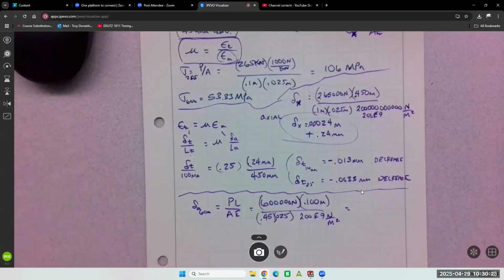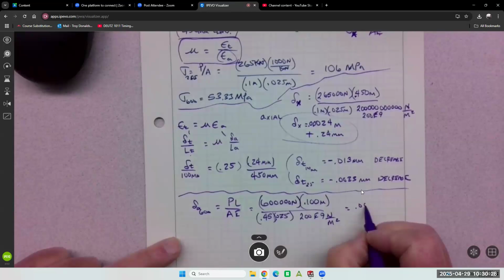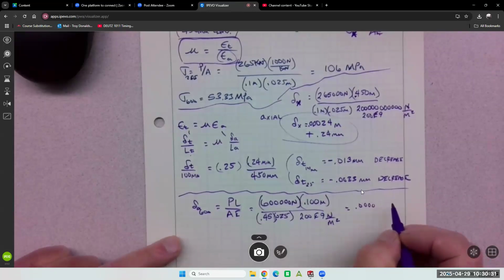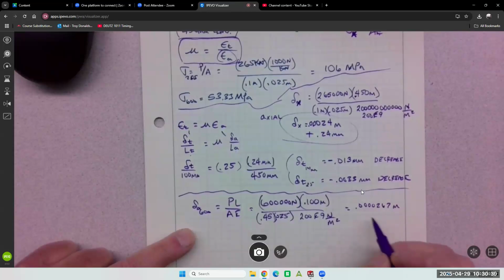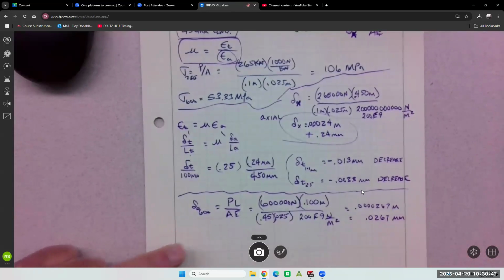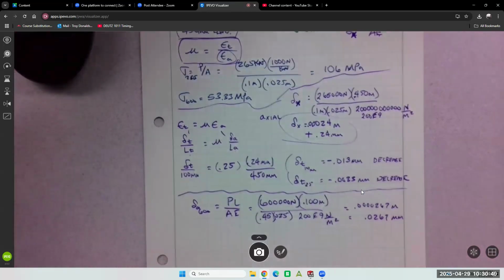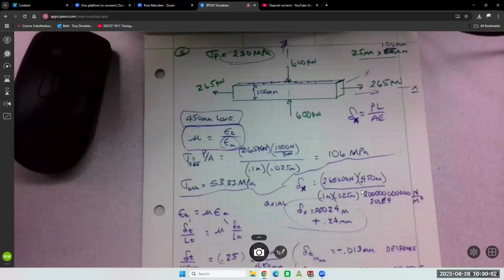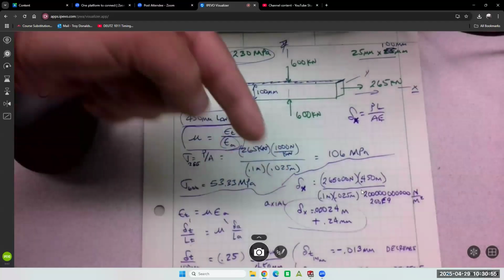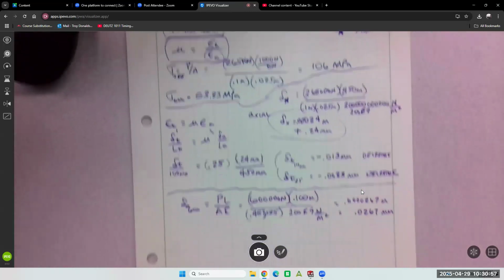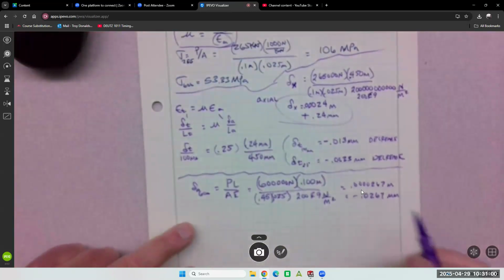Ooh, goodness. We're getting really small. E to the... yep, so it's 0.00004... zeros... 267. And that's in meters. So if I move it 3 places, it's 0.0267 millimeters. Is that an increase or a decrease? Decrease. Yeah, squishing it. So it's definitely a decrease. Minus.